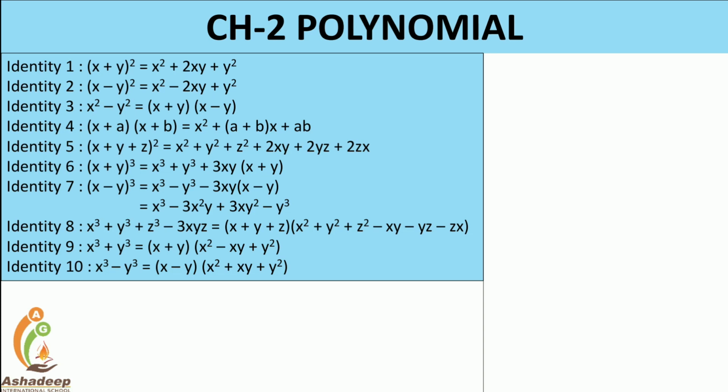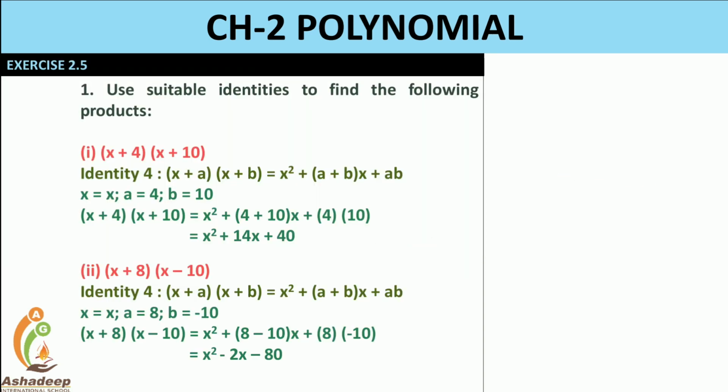Okay, so these are the easy identities. You need to learn them. Write them down 5 times, so you can easily learn these identities. As far as your SSC is concerned, these are the basic identities and are very much important. So identities 4, 5, 6, 7, 8 and 9 are very important out of these 10. So learn them. Let's move ahead with another exercise, 2.5.